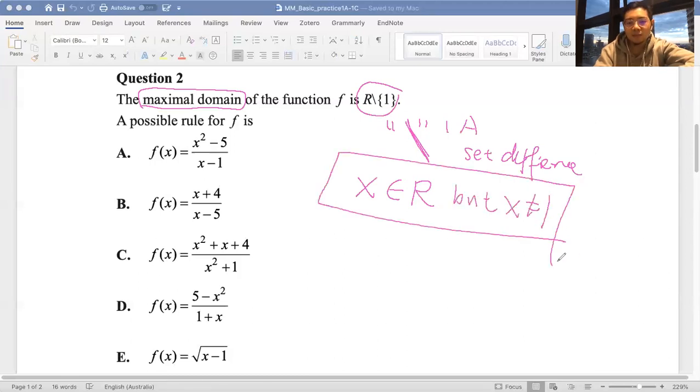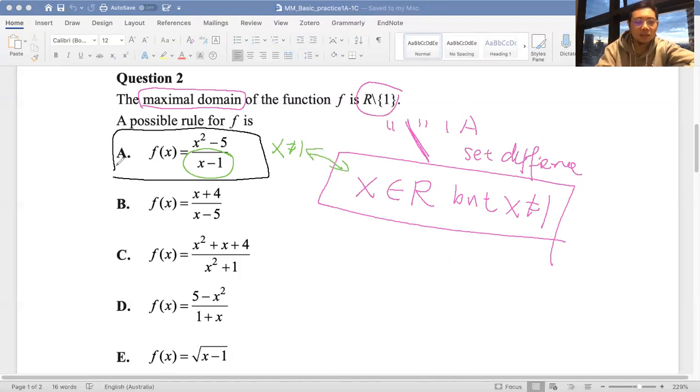Okay, this is a translation. So it means we look for which function's domain cannot include 1. So look at the first one. Okay, we have x squared minus 5 over x minus 1. So the basic rule is the denominator cannot equal 0. So x cannot equal 1. This one seems everything fits. So it's actually a correct one, but we just go through all of them to emphasize the maximum domain for this case. Okay, let's look at the second one.